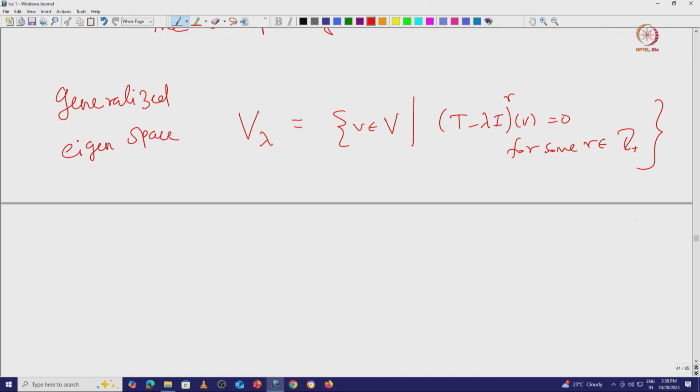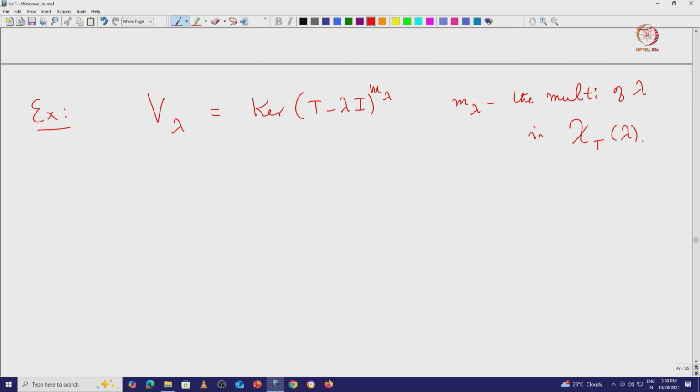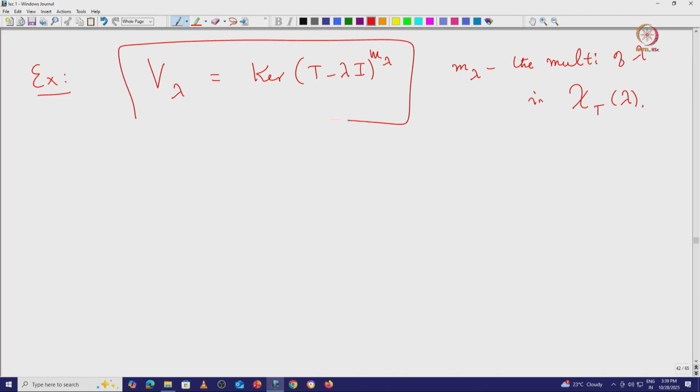And it is an easy exercise. Maybe I will prove it on the way. So, one can prove that the generalized eigenspace is going to be the kernel of T minus lambda I power m lambda, where m lambda is the multiplicity of lambda in the characteristic polynomial chi T of lambda. Okay. So, this is some basic fact from linear algebra.